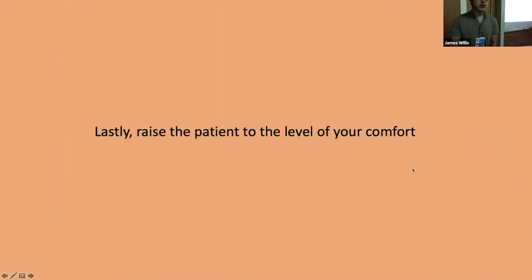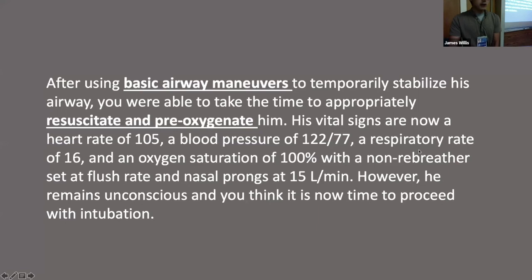Lastly, raise the patient to the level of your comfort. This can be anywhere from your umbilicus to your xiphoid. So back to our patient, after using basic airway maneuvers, we were able to appropriately resuscitate and preoxygenate him. His vitals improved, but because he remained unconscious, we're going to proceed with intubation.